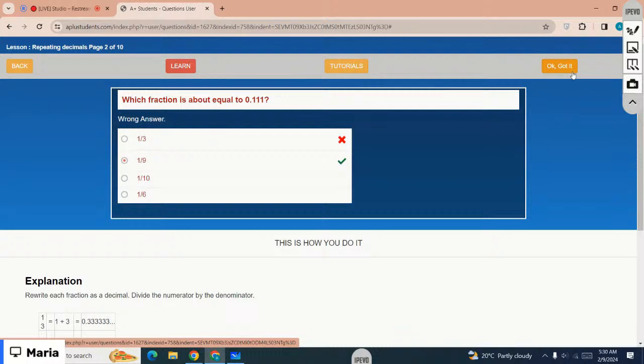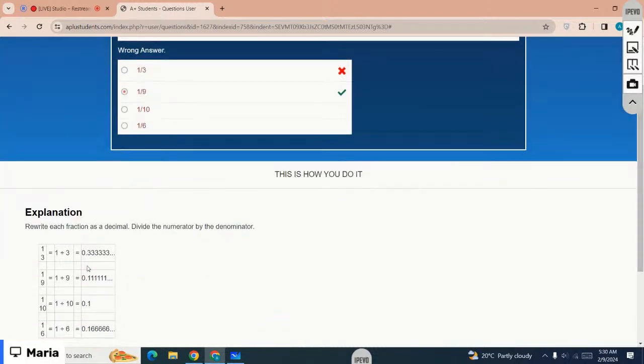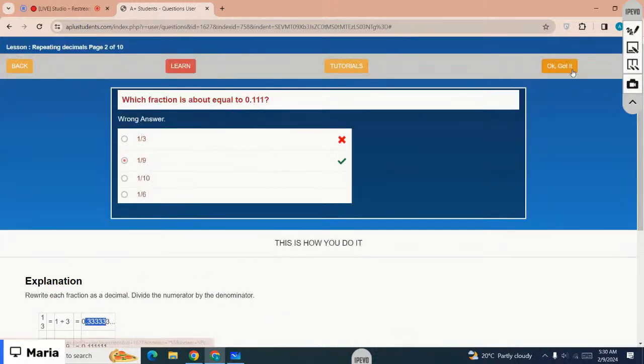Oh, that is 1 over 9 it is. Sorry, I forgot, 3 times 3 is 9. Here it is, right? And that is 0.111.